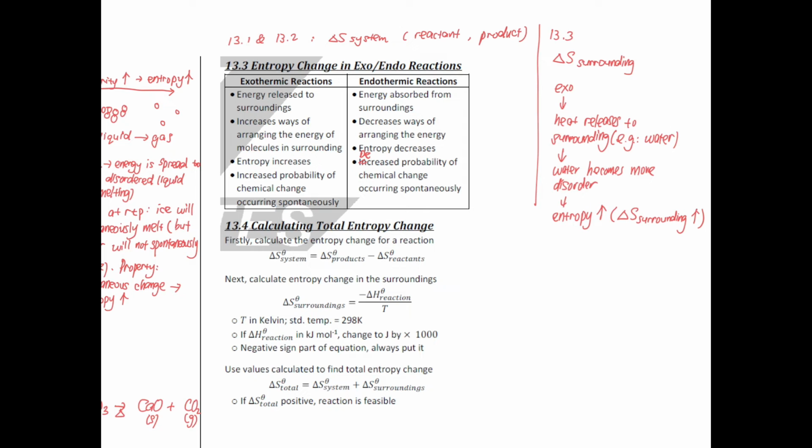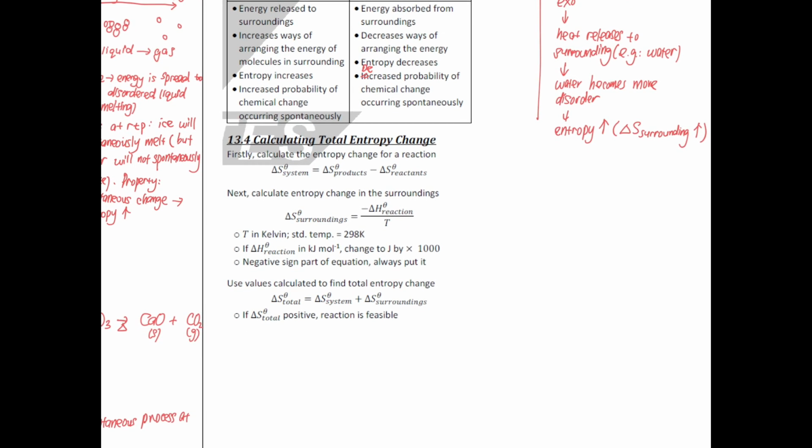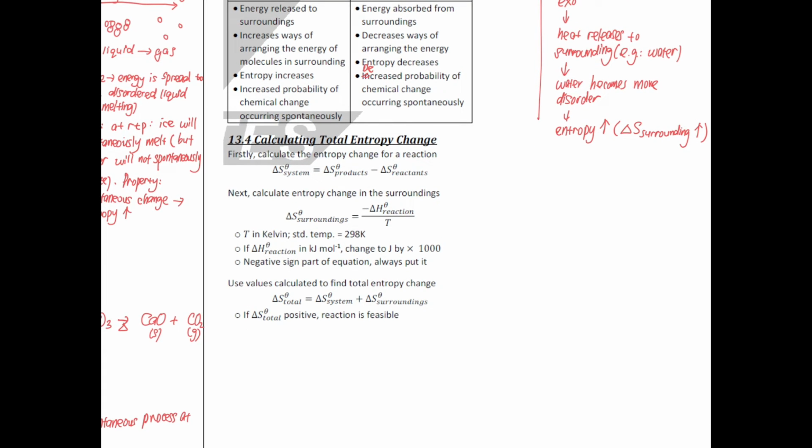To have a chemical reaction, we need activation energy, right? So if the surrounding is cold, then the reaction is hard to happen. Okay, so now let's see 13.4, calculating total entropy change. So what is total entropy change?